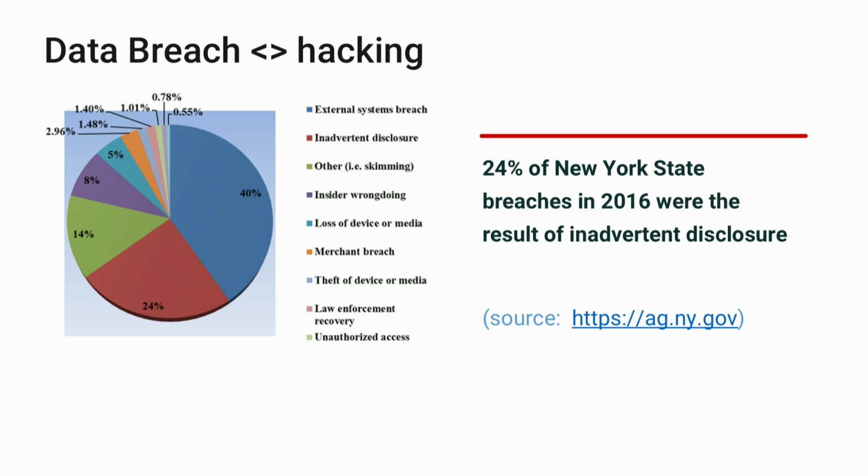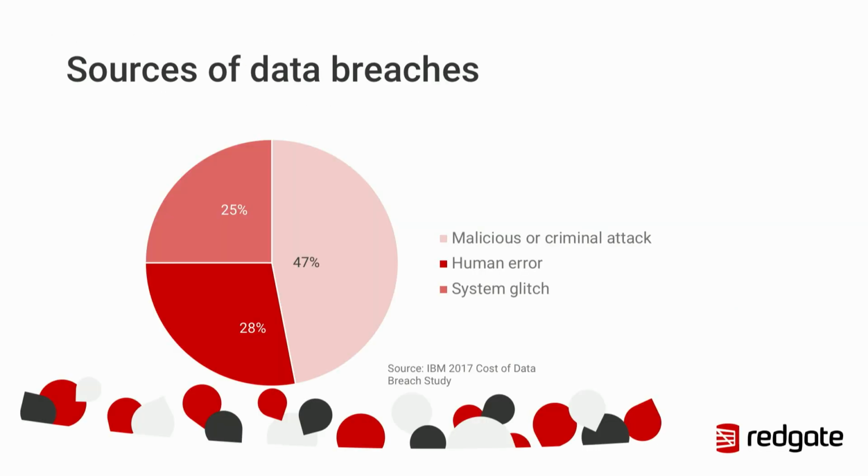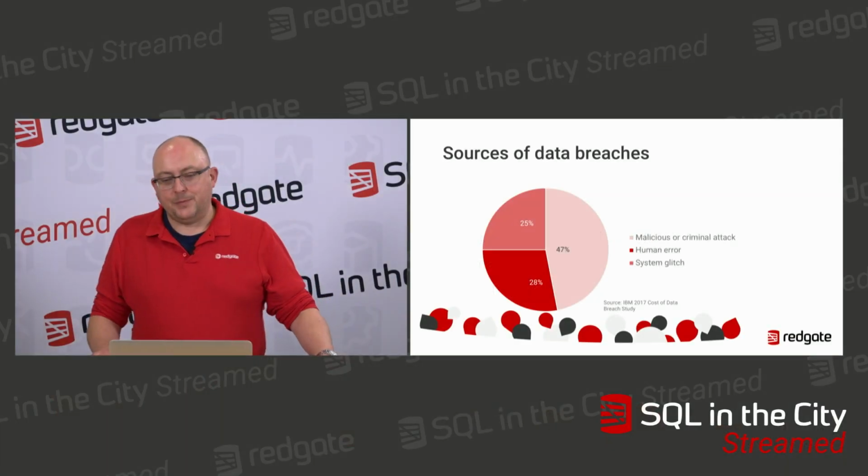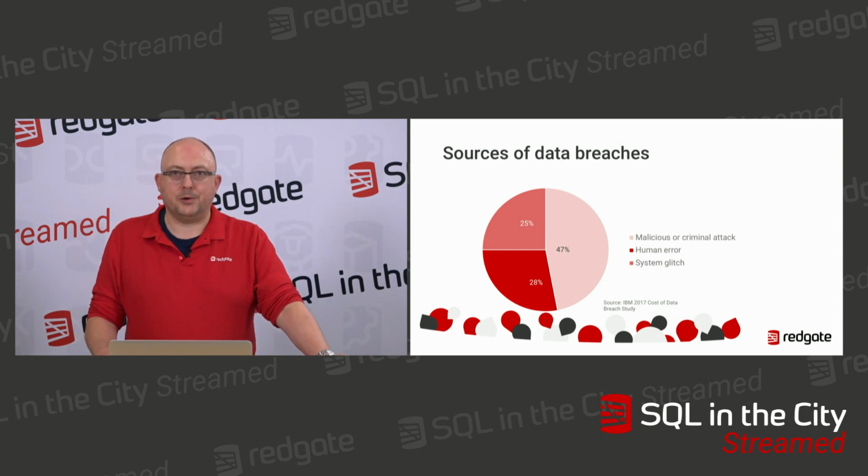So part of the justification for this is that data breaches are not just hacks. 24% of New York State data breaches in 2016 were the result of inadvertent disclosure. And if you look at some of those other causes, they don't align with the hacker cliches either. IBM ran a 2017 cost of data breach survey in which the majority of incidents were caused by human error or system glitch, misconfiguration, losing a config file. It was not malicious criminals who were the main problem.